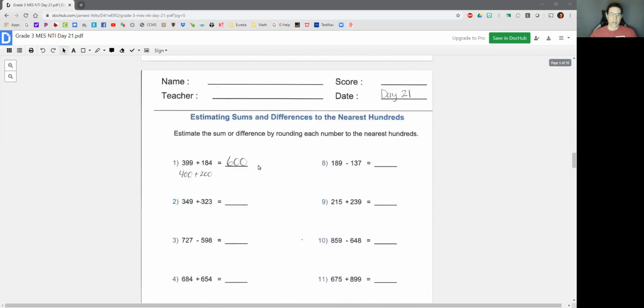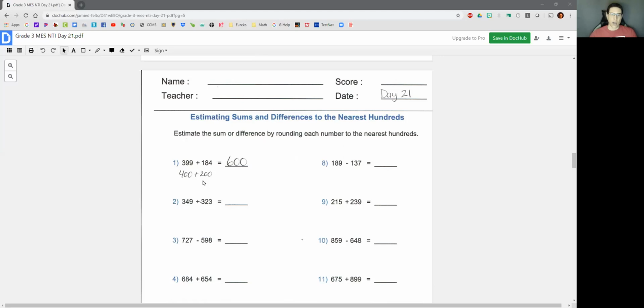The second part of the math today is rounding. Now we want to remember and really pay attention to the details here. Estimate, which is another word for rounding. Estimate the sum or the difference. We know we're adding or subtracting, so we have to be careful with our signs by rounding each number to the nearest hundreds, not tens. We do want to do the hundreds and not the tens place.